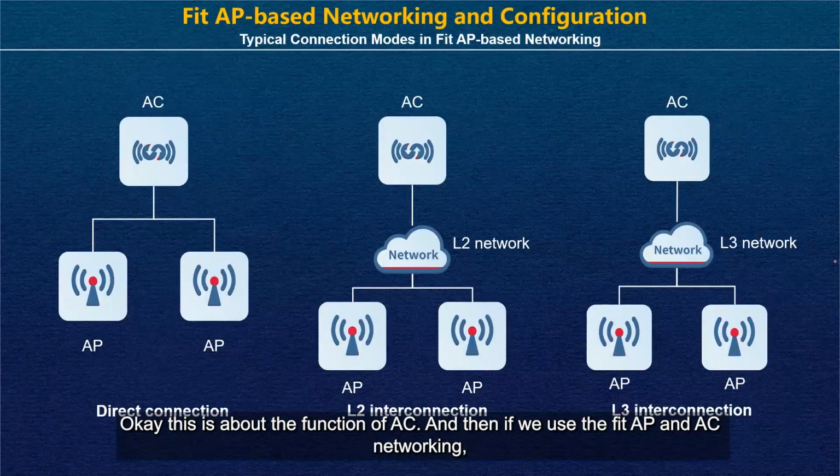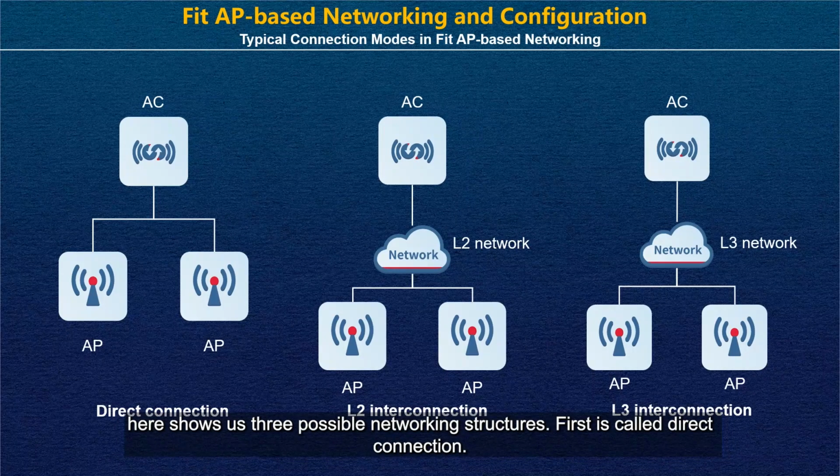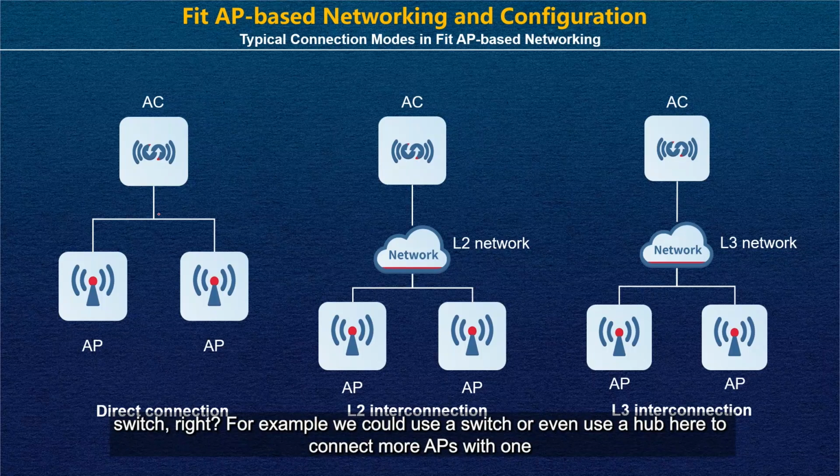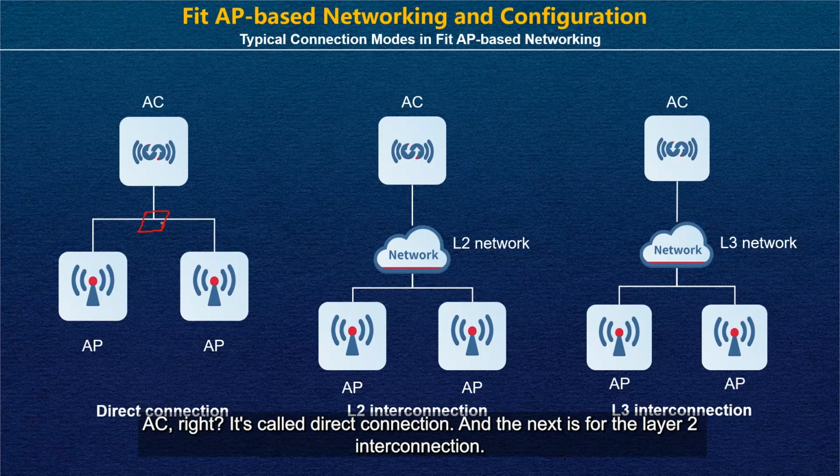Okay, this is about the function of AC. And then, if we use the fit AP and AC networking, here it shows us 3 possible networking structures. First is called direct connection. You can see APs are directly connected with AC. It could be a physical cable, or here we could use a switch, or even a hub, to connect more APs with one AC. Right? It's called direct connection.